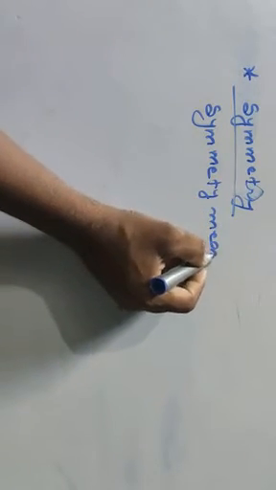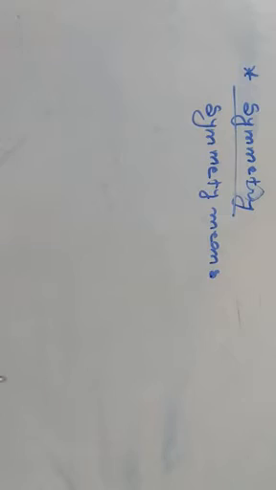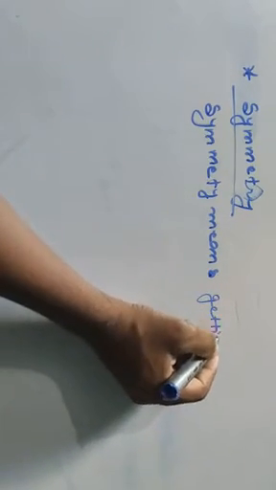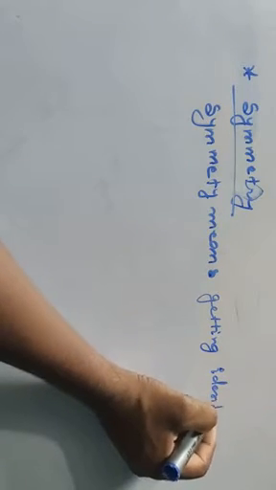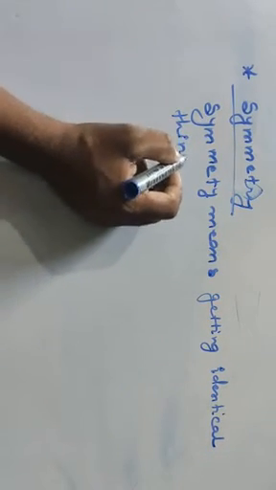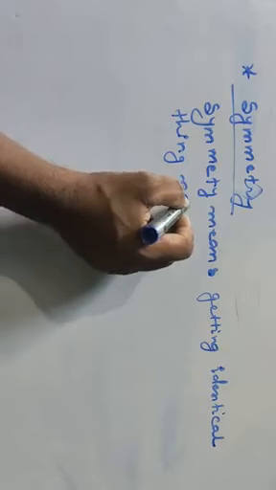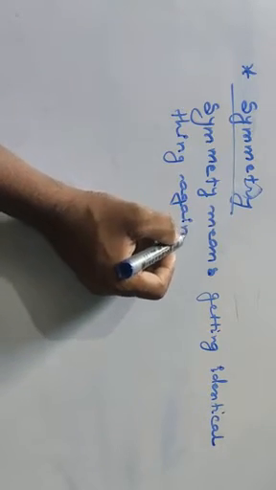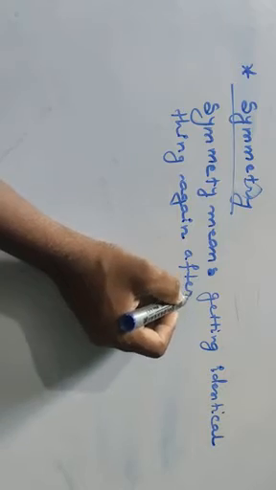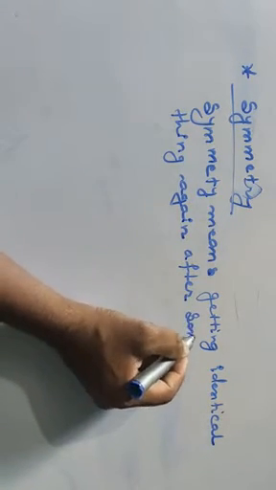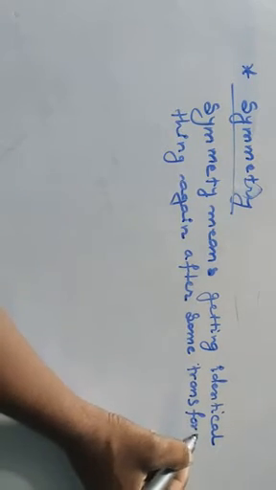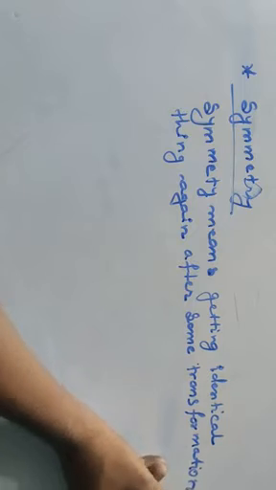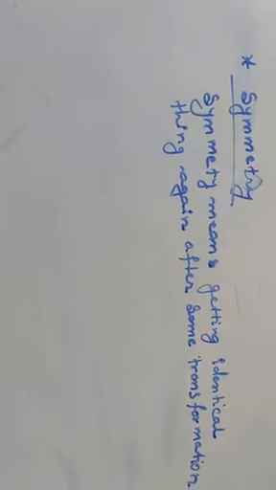Symmetry means getting an identical thing again after some transformation. Okay, it is called symmetry.